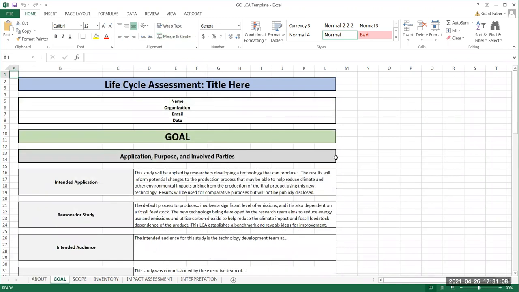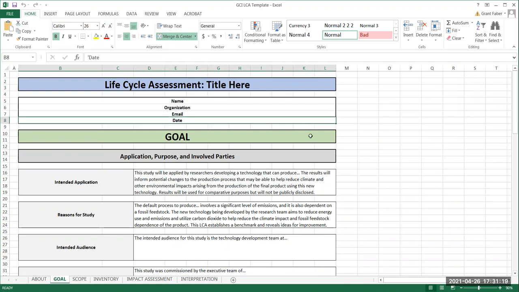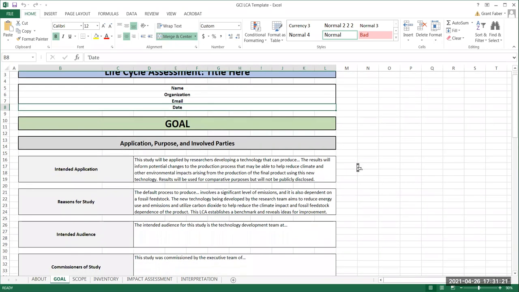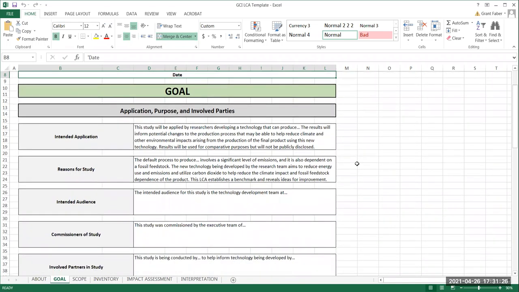As you can see here at the top, we have a title section for you to put the title of your project, name, email, and so forth. Again, this is useful if others will be looking at this model and may need to get in touch with you, and the date is useful for similar reasons, just knowing when the analysis was conducted and if it might be out of date or not.